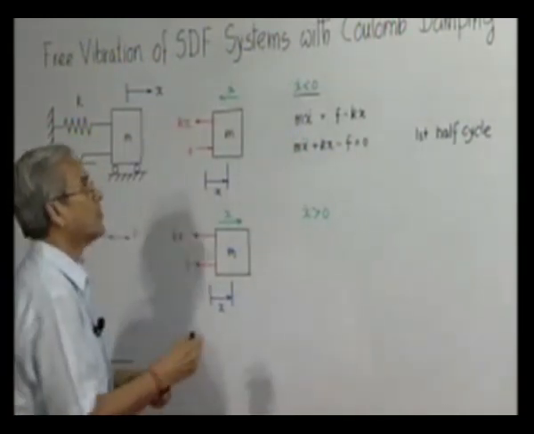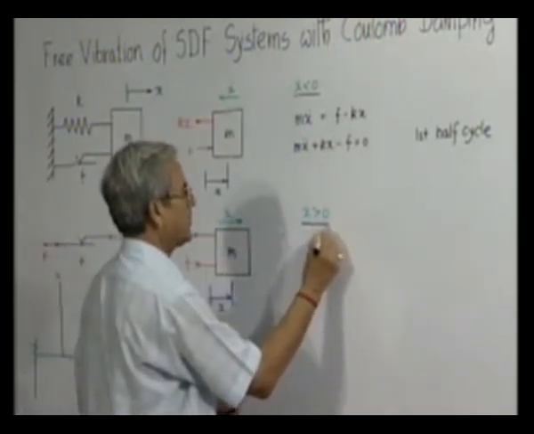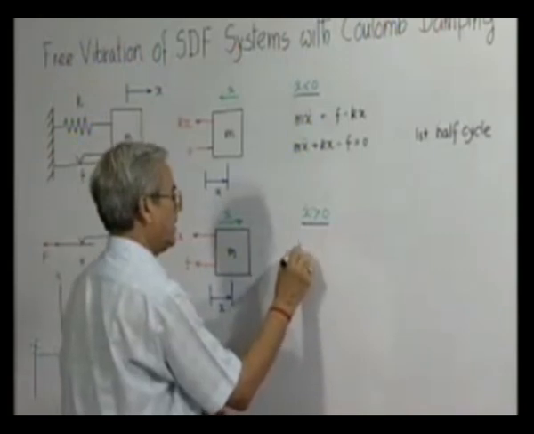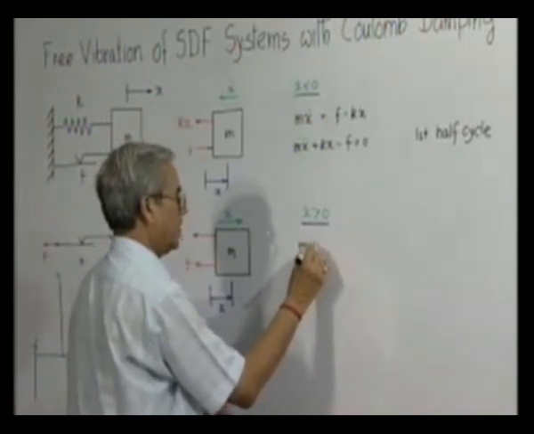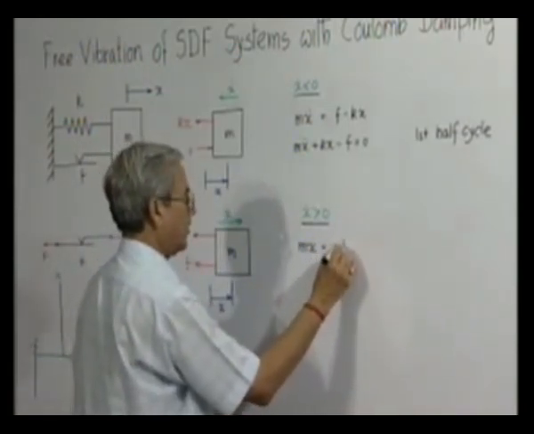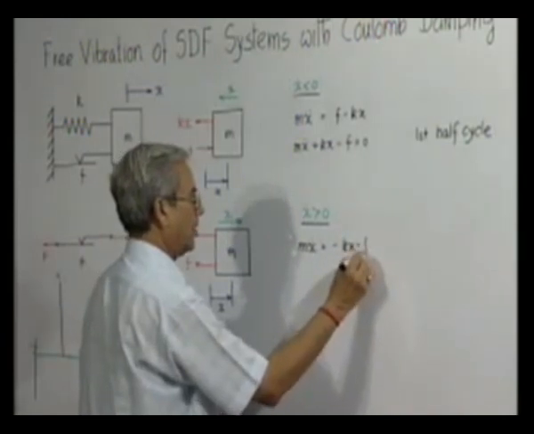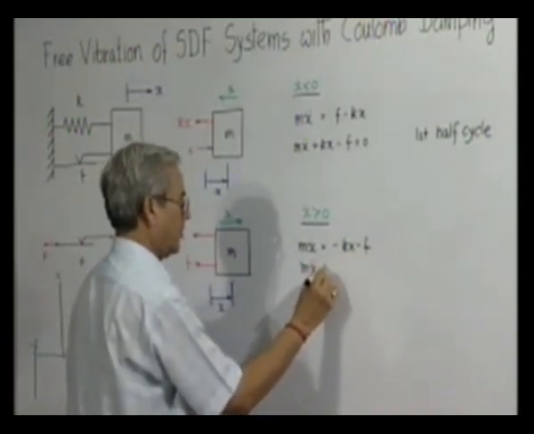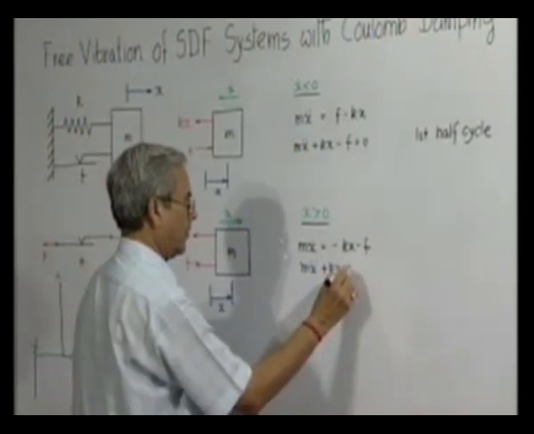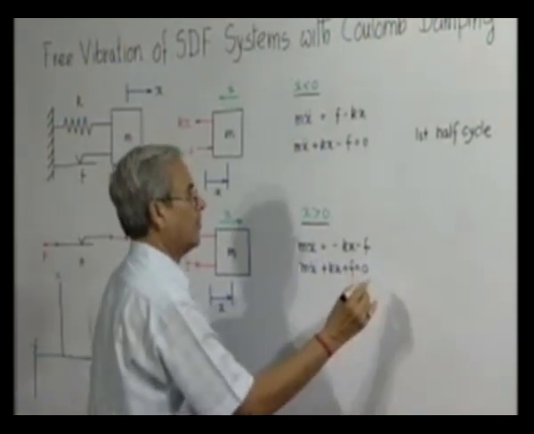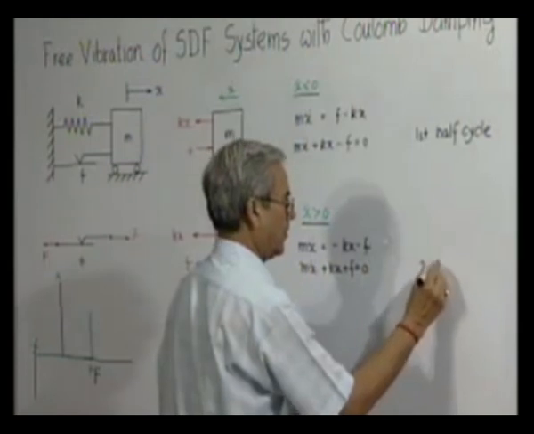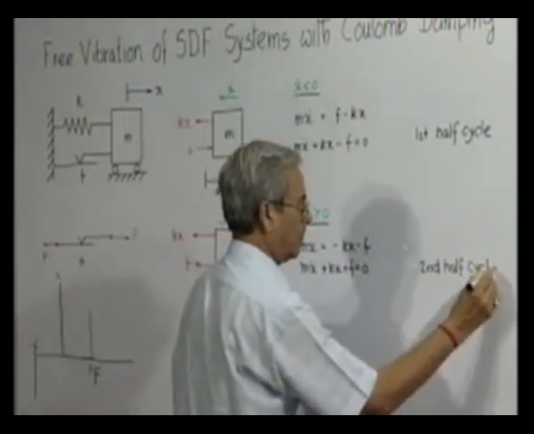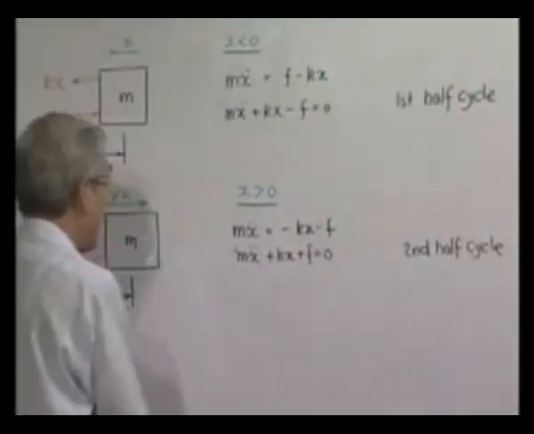So, the equation of motion for this situation, for the next half cycle, when x dot is greater than 0, will be... or... so, we have two equations.